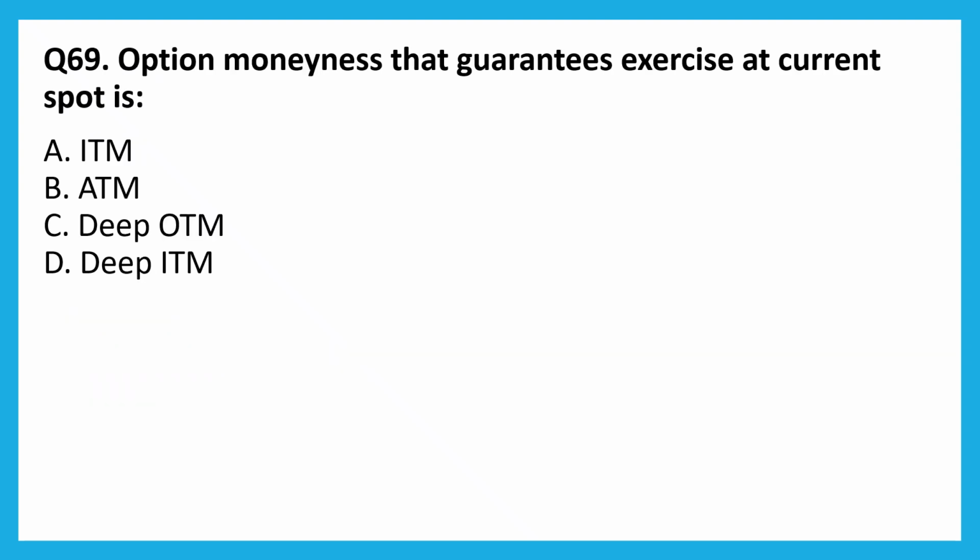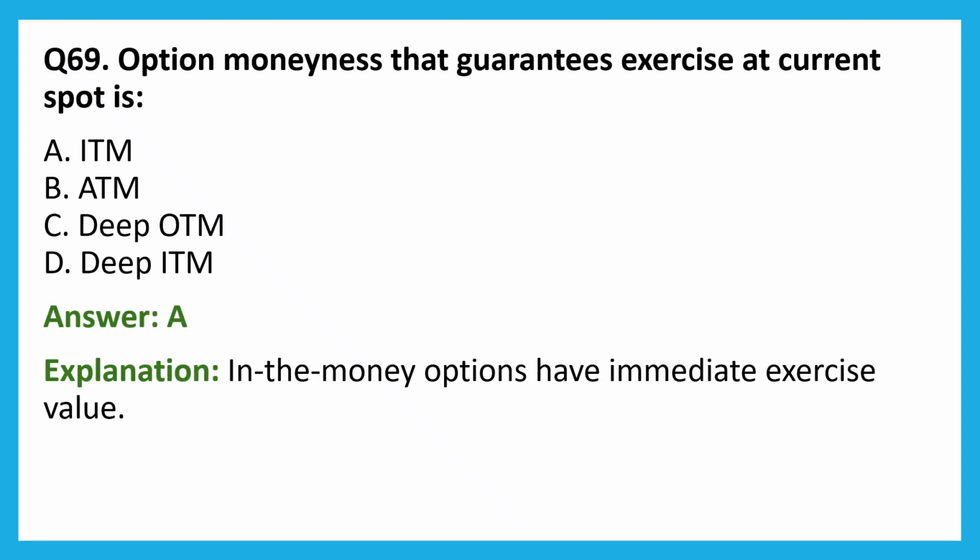Next question. Option moneyness that guarantees exercise at current spot is option A ITM, option B ATM, option C deep OTM, and option D deep ITM. Correct answer is option A. In the money options have immediate exercise value.